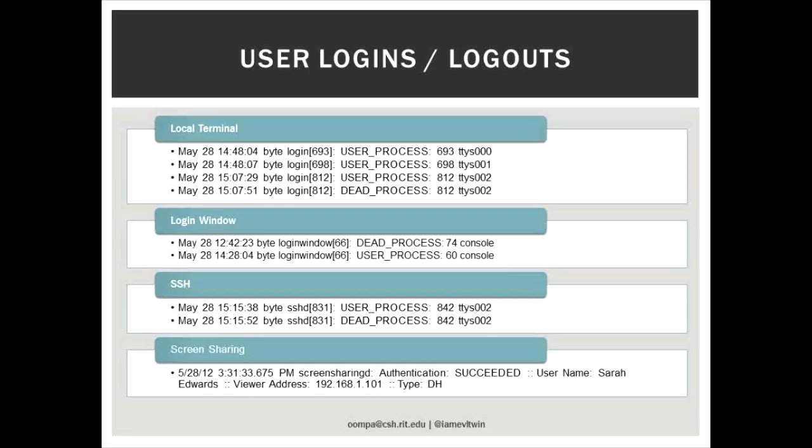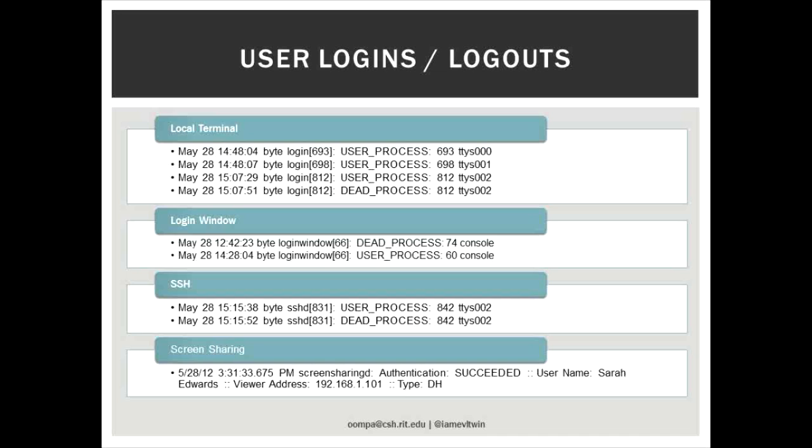Next topic up is user activity. So one of the biggest things for user activity is to figure out when the user was on the system. This can be seen with logins and logouts. So OS X has at least 4 different types of ways to get onto a system. The local terminal, which is the Terminal app that is used, will have the entries shown below.